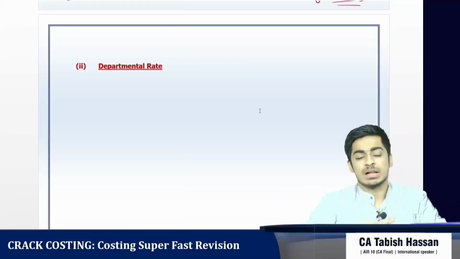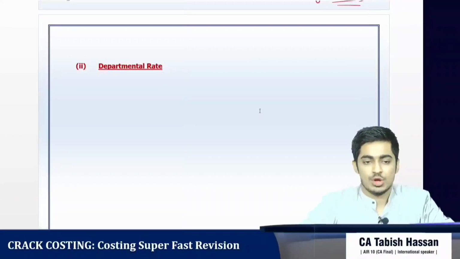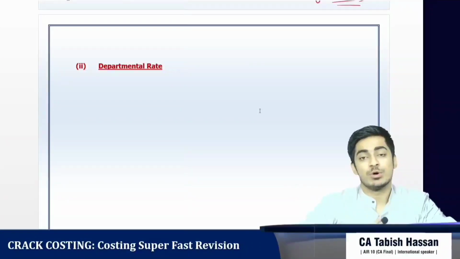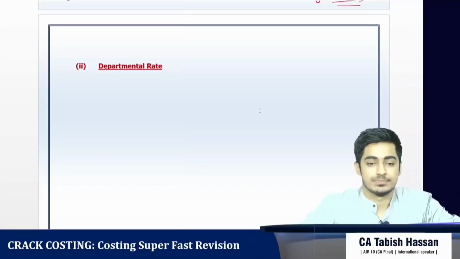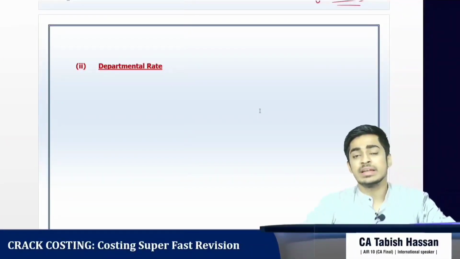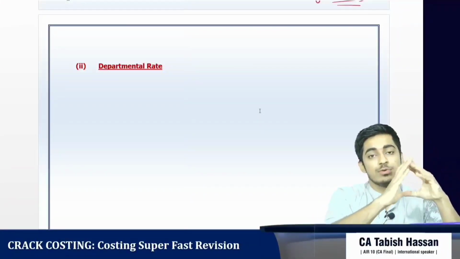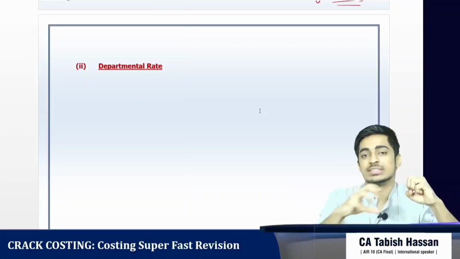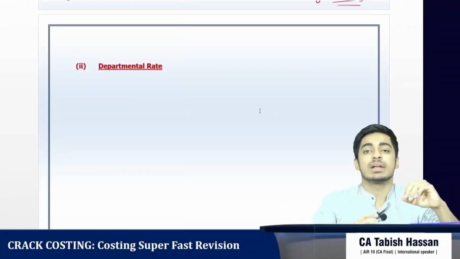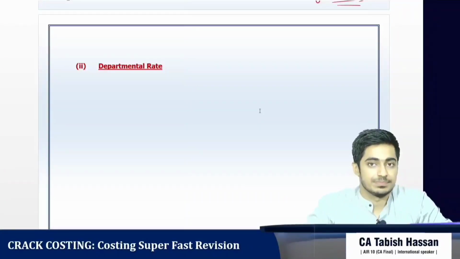Next, we have the departmental rate method. What does the departmental rate method tell? And why has it come when we already had the single rate method? So the departmental rate method tells, okay, you have the total overheads of the company. Now distribute this total overheads amongst the different departments in the organization.